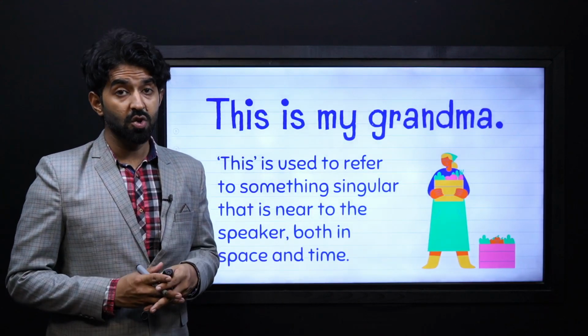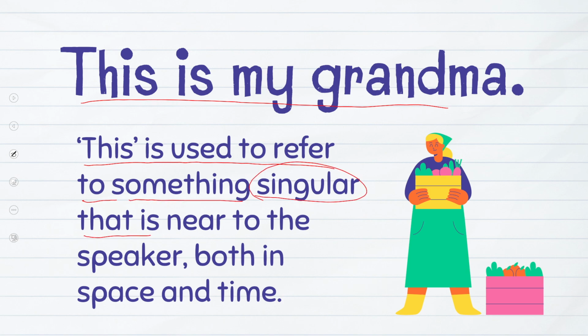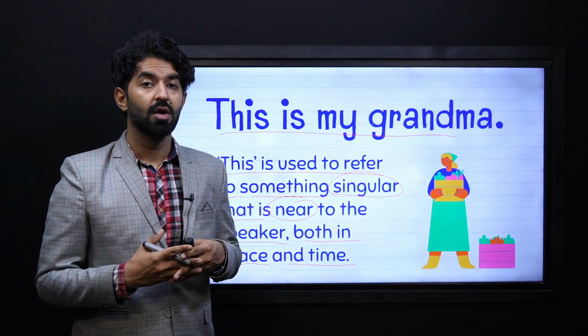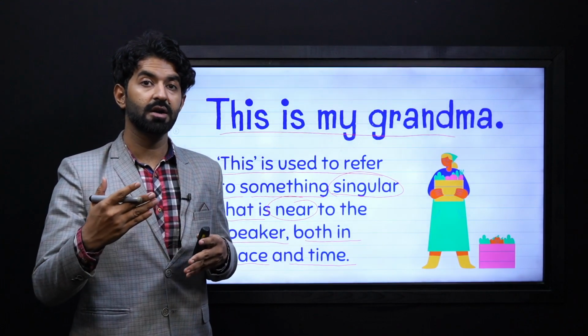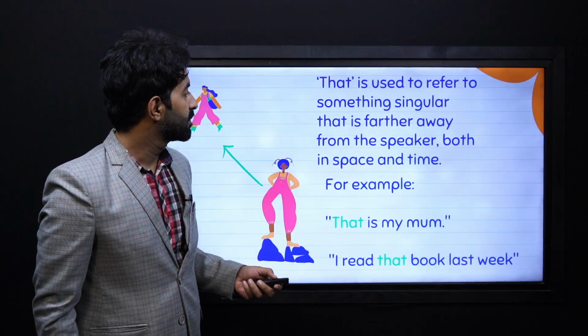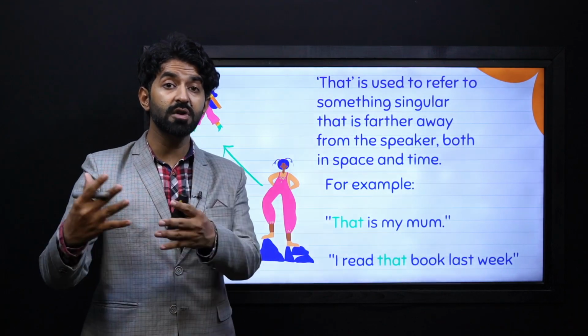Now, let's look at this example. "This is my grandma." Now, this is used for something singular that is near to the speaker both in space and time. As I told you earlier, this and these are used when the things you are demonstrating are near you. So, moving on, let's look at that when the things are a little further.